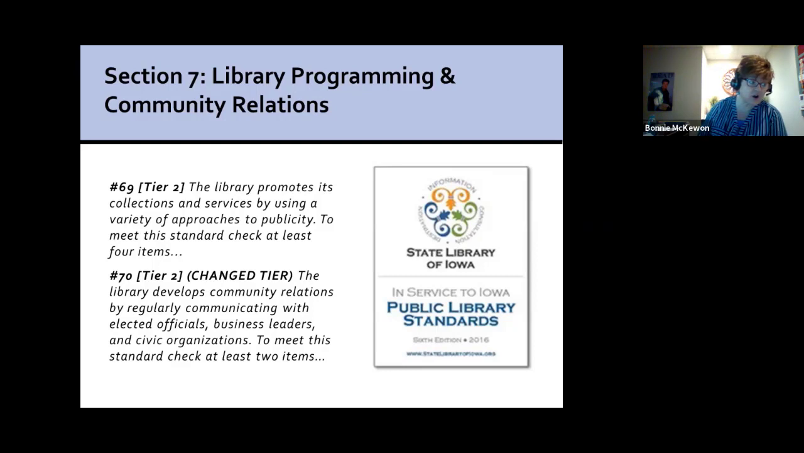Standard number 70 calls for the library to develop community relations through regular communication with city council members, with the business community, with parents and patrons. Again, those communication channels can take a lot of different paths, but we would like you to think, after today, about digital storytelling as a fresh way to tell some of your library's stories and certainly your success stories. So there are connections to standards.